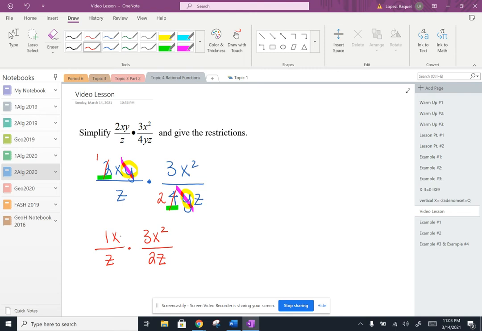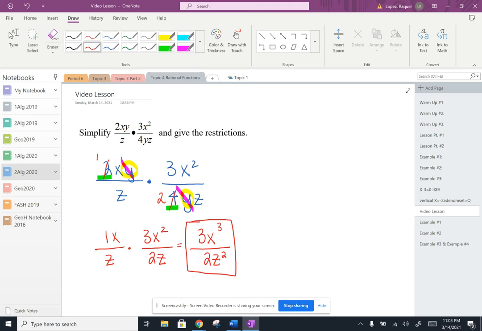So that means I'm going to multiply the numerators of my fractions together. So 1x times 3x squared, and that's going to give me 3x cubed. And then in my denominator, I have z times 2z, and that's going to give me 2z squared. And that's my answer.